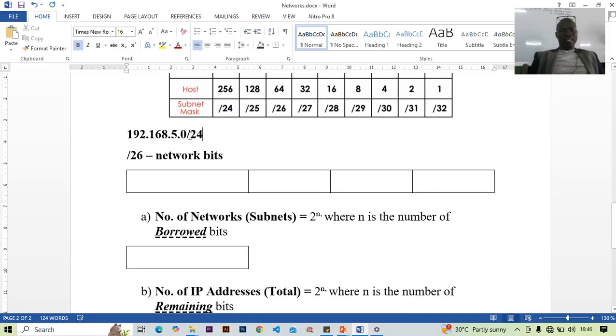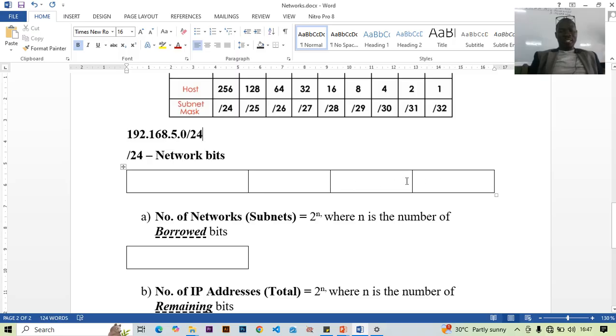Now, first of all, we said that we shall need to find out the meaning of this /24 here. This /24 simply means we have 24 network bits. Remember, we said that the CIDR value basically describes to us the network bits that are found in that given IP address. So now this one here has /24, which means we have 24 network bits. How do we represent them?